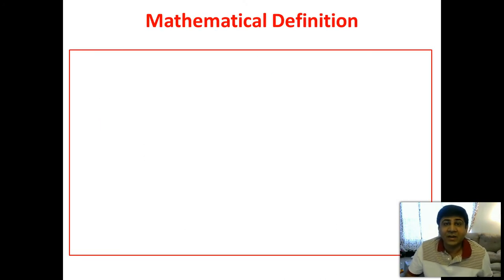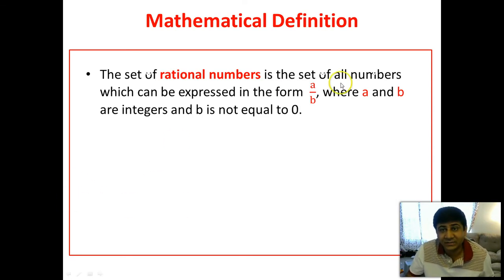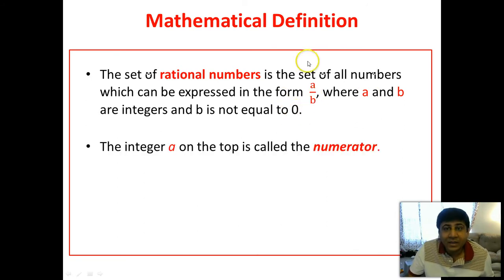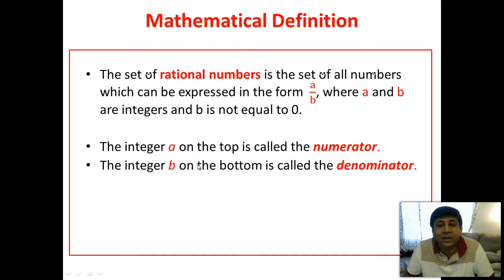Now let's talk about the mathematical structure and mathematical definition of a rational number. The set of rational numbers is the set of all numbers which can be expressed in the form a over b, where a and b are integers, and the denominator b is not equal to 0. The a here is called the numerator, the top part. The b here is called the denominator, the bottom part, which has to be non-zero. We remember we cannot divide anything by 0. When we get 0 in the denominator, we are in trouble. So b has to be non-zero.